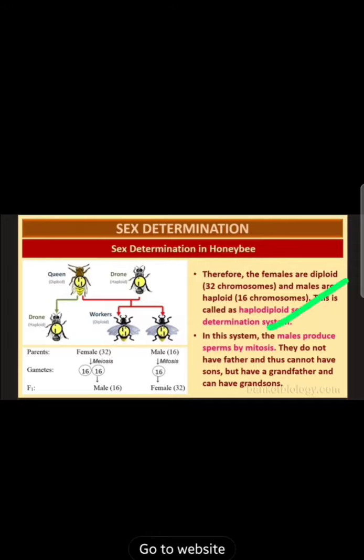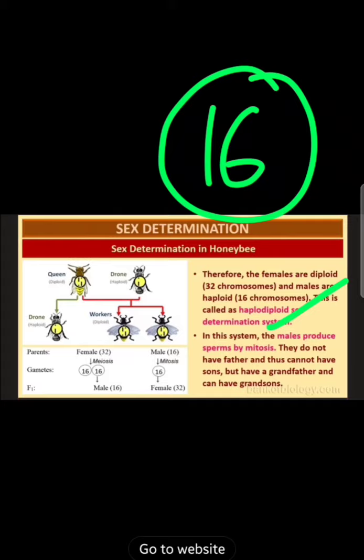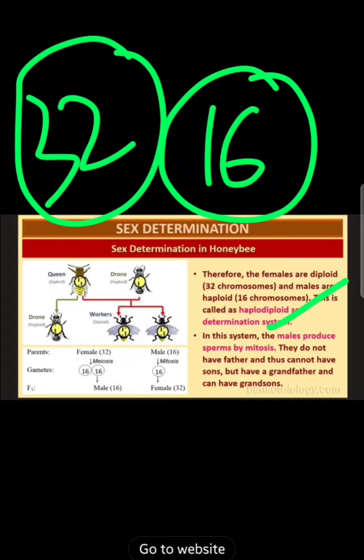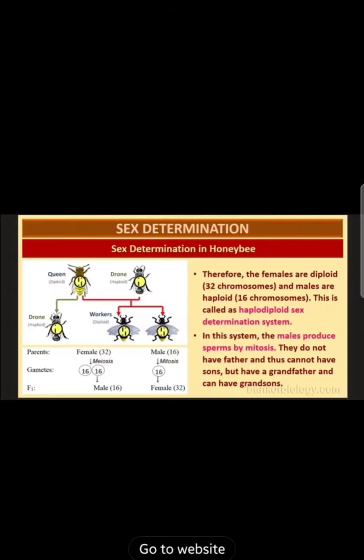So you have to remember, the haplodiploid sex determination system is where haploids, having 16 chromosomes, will be the males. If they have 32 diploid chromosomes, then it will be female. So in the case of honeybee, the number of sets of chromosomes will decide whether it is male or female. And in this system, males produce gametes by mitosis, whereas females produce eggs by meiosis. This you have to remember.